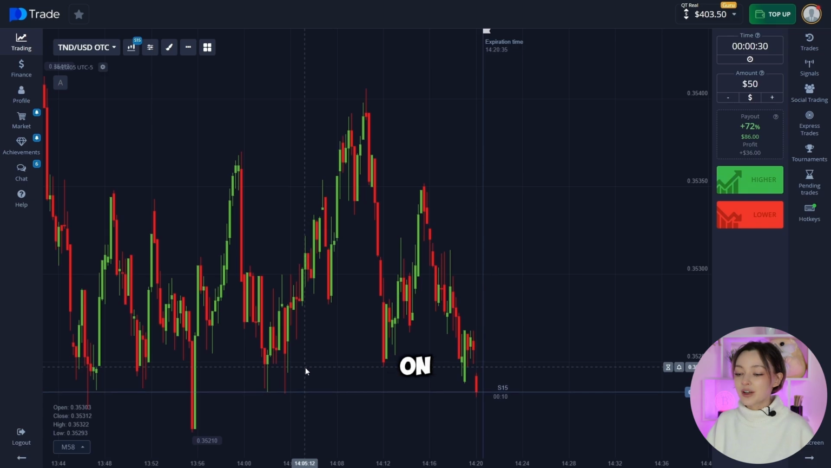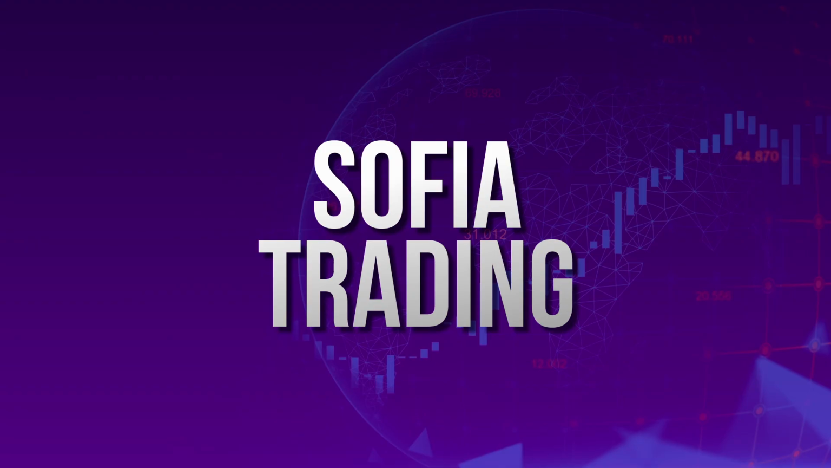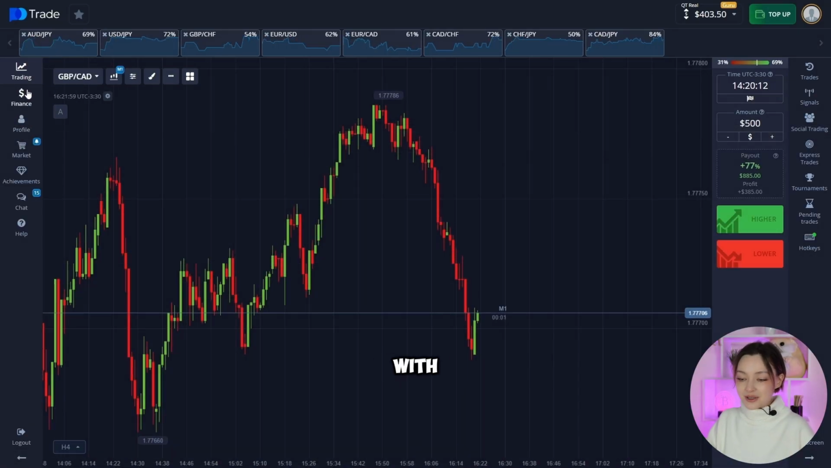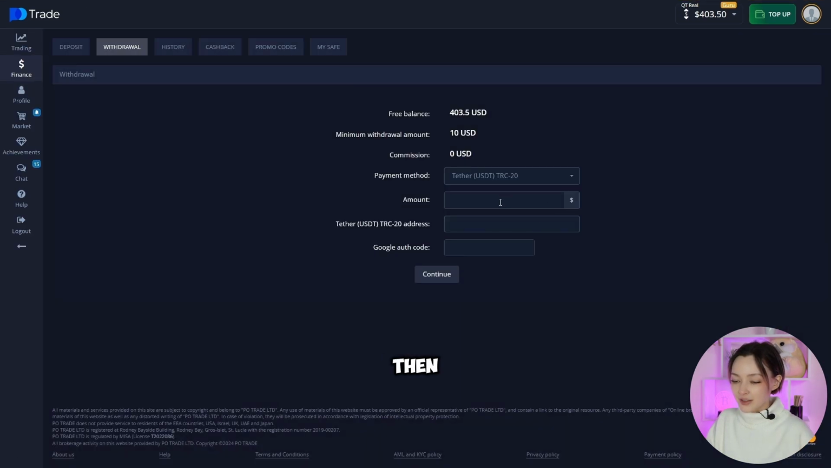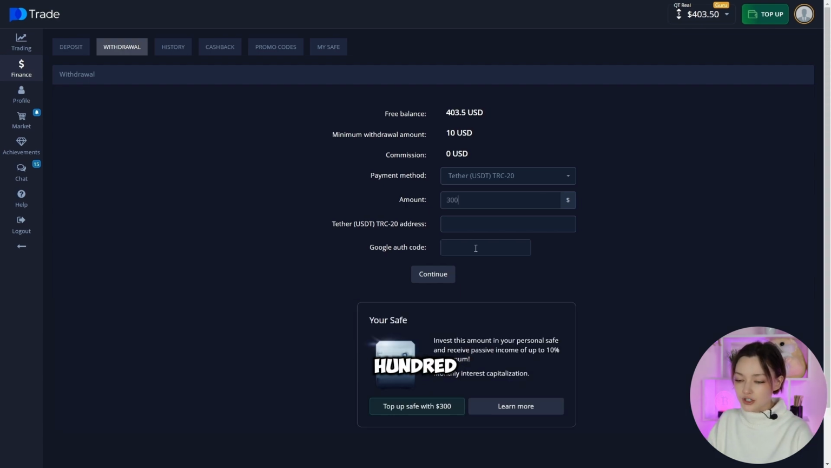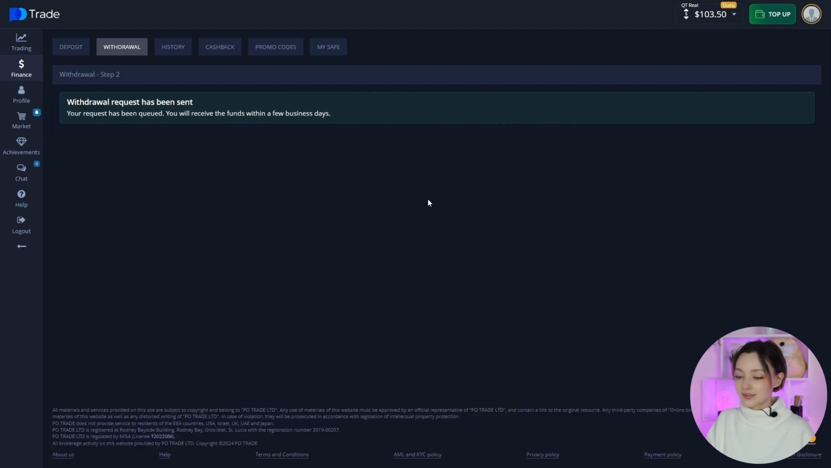Now let's move on to withdrawing our profits. In order to proceed with our withdrawal, we're clicking on Finance, then Withdrawal, and then we want to enter the withdrawal amount, which is $300 for me now. Now we're entering the address of our wallet, and then the verification code. Clicking on Next. Our withdrawal request has been successfully submitted.